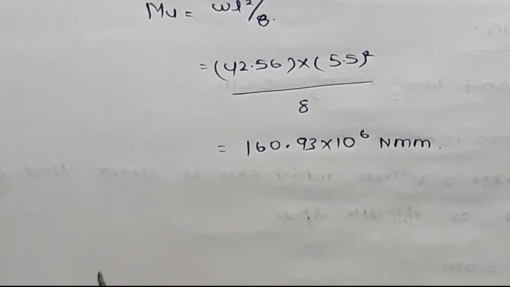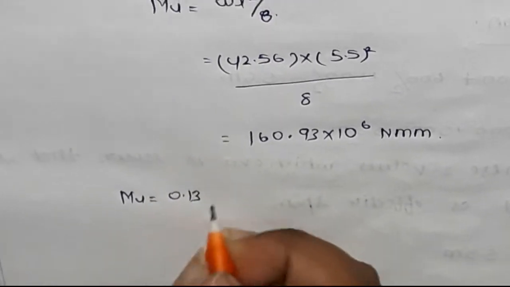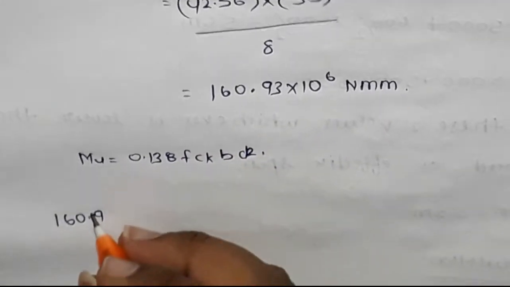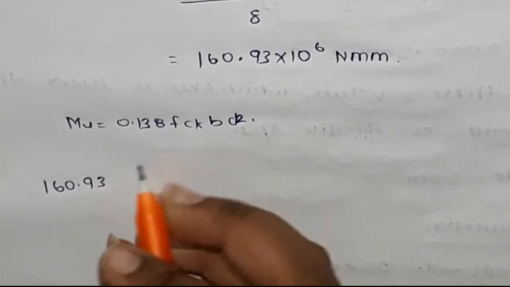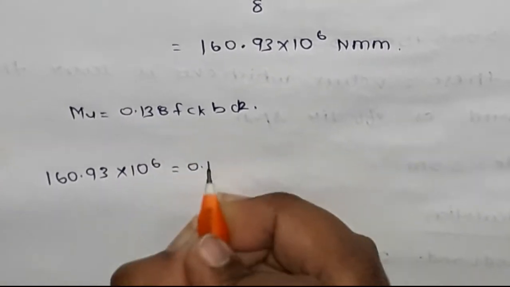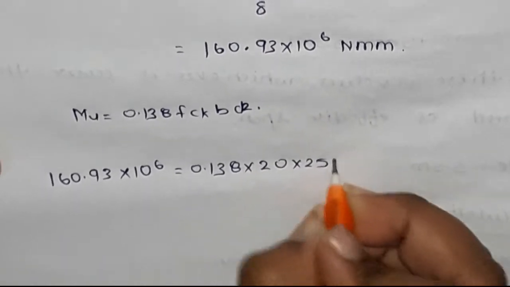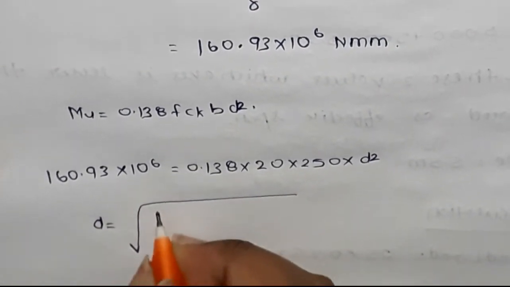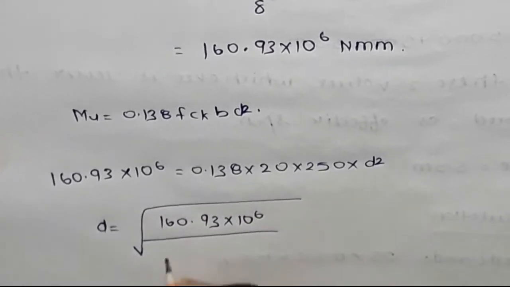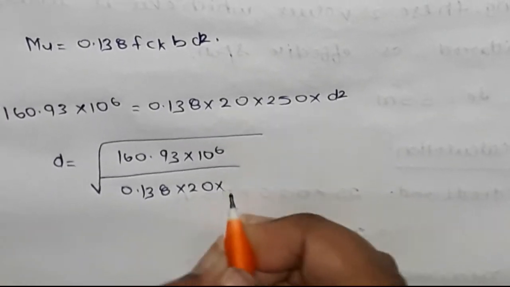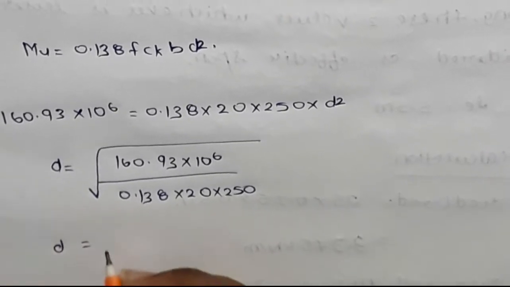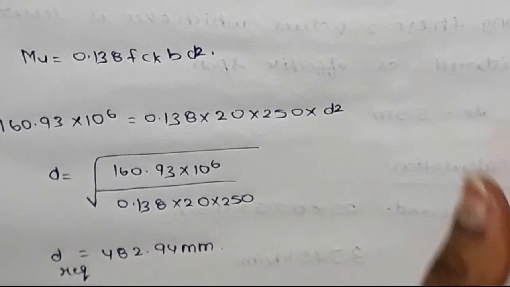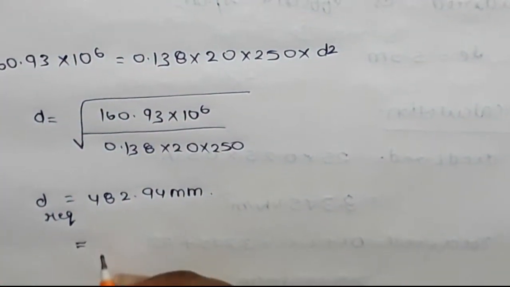Now again I am going to check the depth, and the formula for checking depth is M equal to 0.138 fck bd square. Already M is 160 point something, fck is 20, and the width of the section is 250. So here the required depth is 482.94, which is nearly equal to 485.